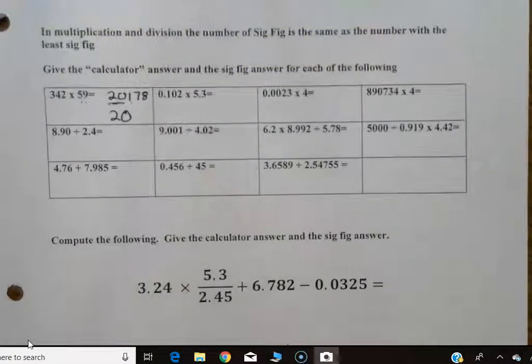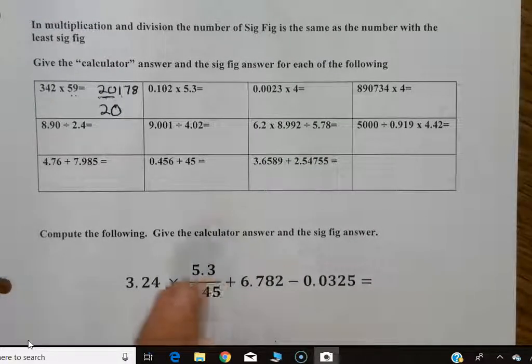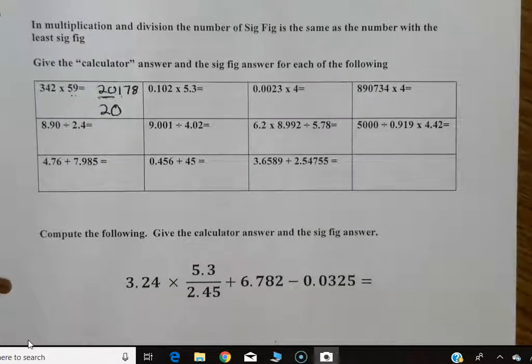Okay, go ahead and do all of these. And again, challenge yourself, test yourself. Leave space, though, for the correct answer if you didn't get it right. Go ahead and do these. Okay, and we're back. So let's go ahead and do the next one.